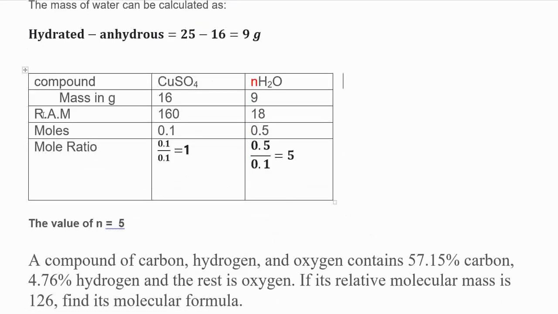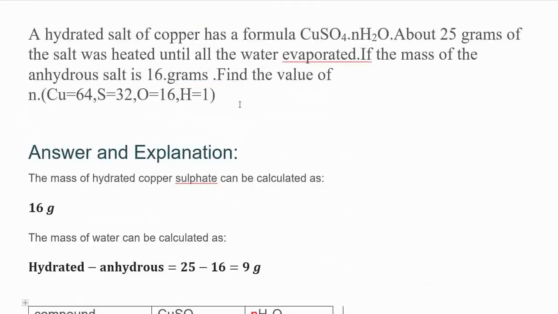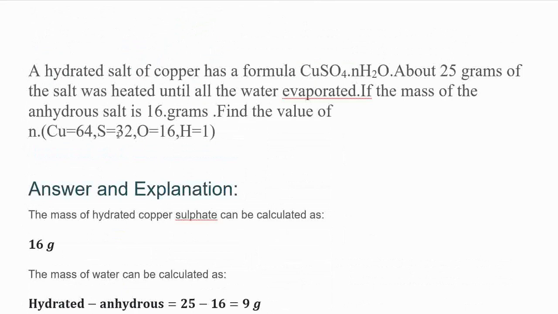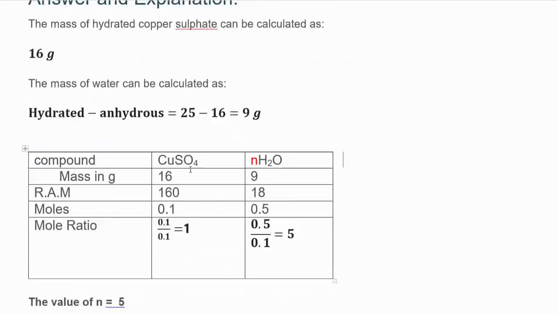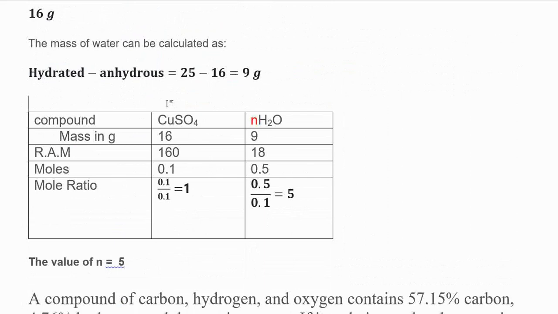So the Rm of copper 2 sulfate, we have been given here, remember, copper is 64, sulfur is 32, oxygen is 16. So what you do, you just add here, you take copper is 64, plus 32 plus 64 (16 times 4 is 64). So if you add them, the total will come to 160. You do the same for water. Water is 16 plus 2, it is 18. So that's how we get the Rm.